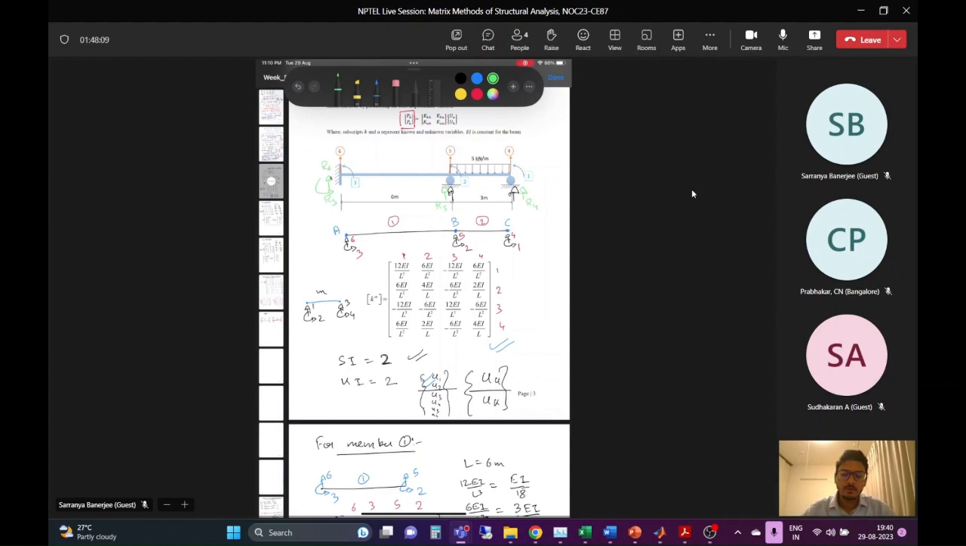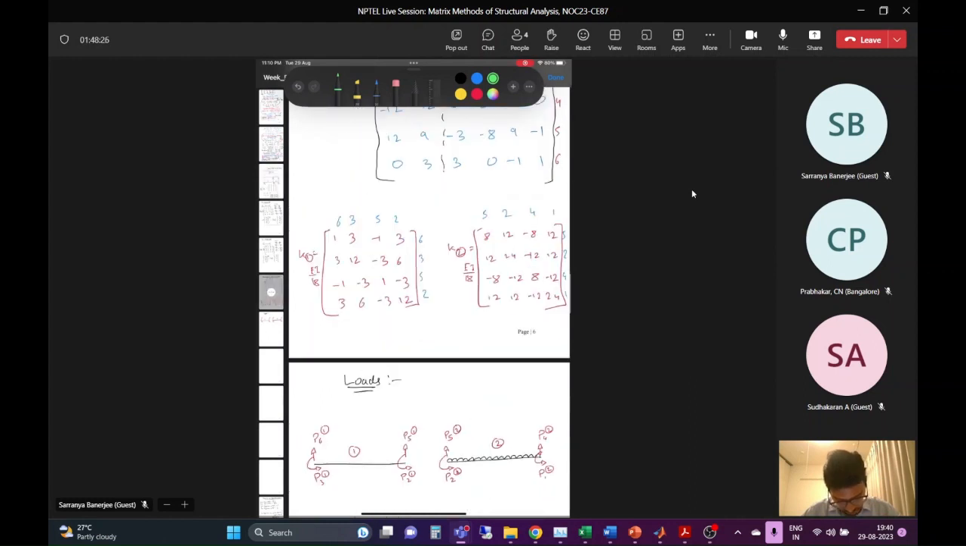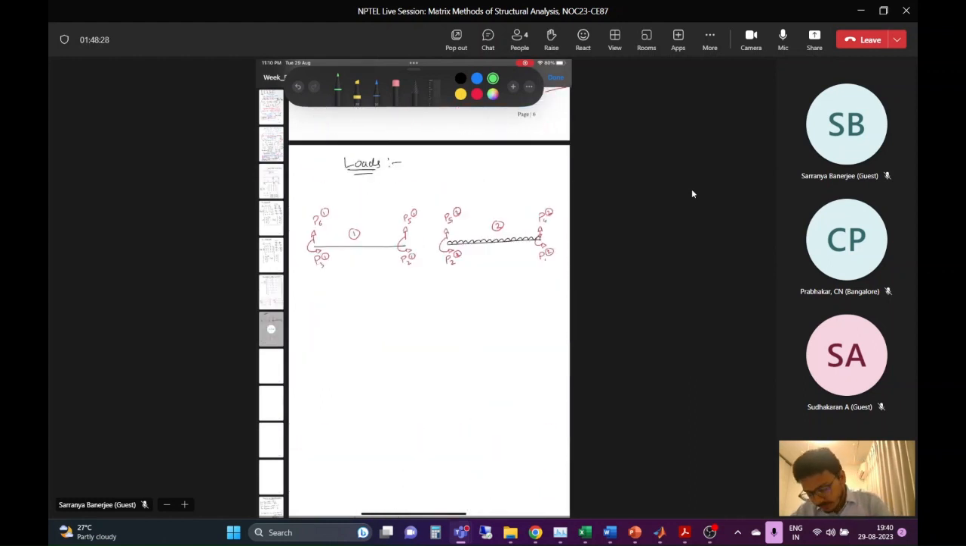So these are the four reactions that we are getting on the beam, right? We understand what we mean by reactions, right? The external reaction forces on the beam. So these are the four reaction forces on the beam. Okay, clear? We apply that on the joint.